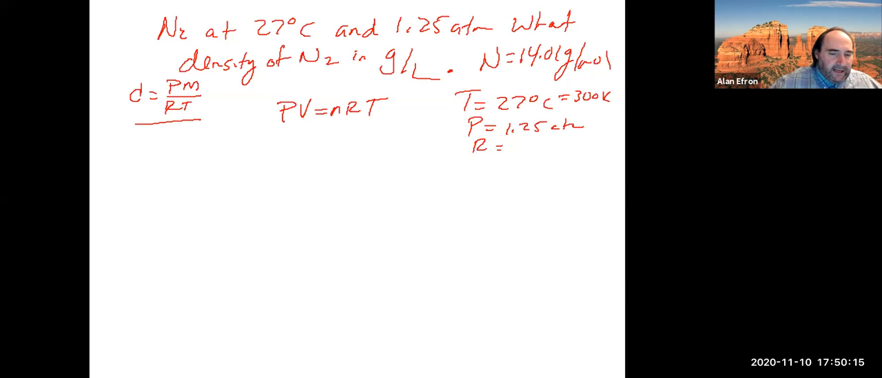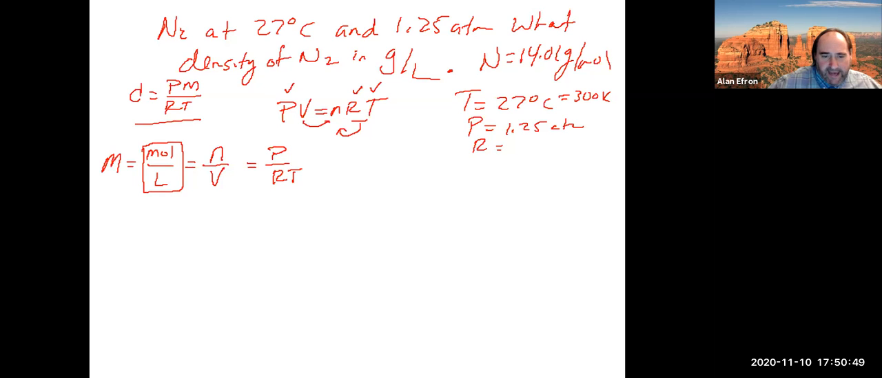Since I do have pressure, temperature, and R given to me, if I solve the ideal gas law for N divided by V, that means V is going to come this way, RT is going to come the other way, and that's going to give me P over RT. Now, when we think about the units, N is moles, V is volume, which is liters. That is moles per liter, which is essentially the molarity of the gas. So I can use the ideal gas law and solve for N over V, which again is moles per liter, the molarity.